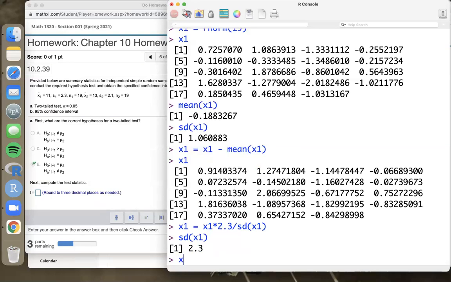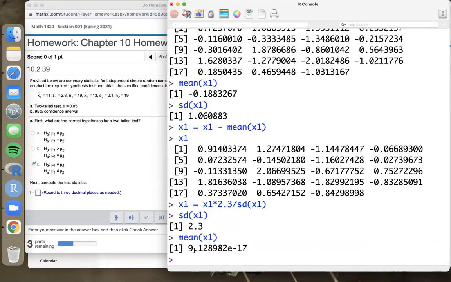And the final thing that we're going to do is we're going to take each of these values, and remember that the mean of X1 is going to be 0 now, or something close to 0. So here this is 0 to 17 decimal places.